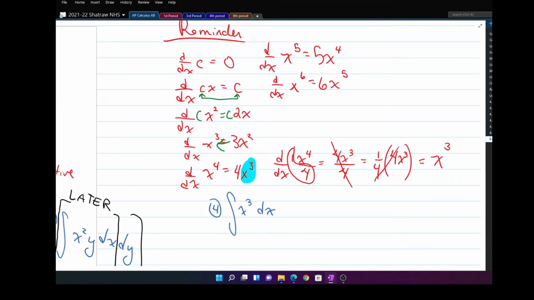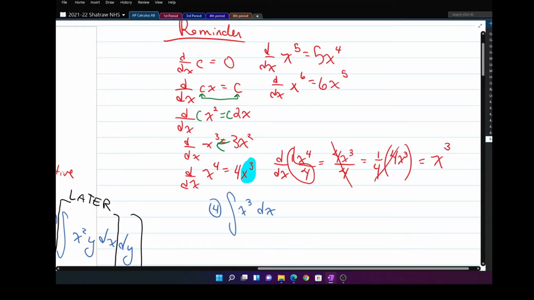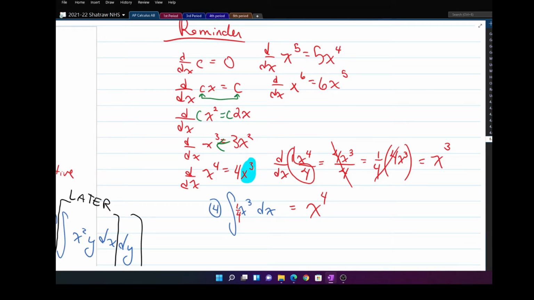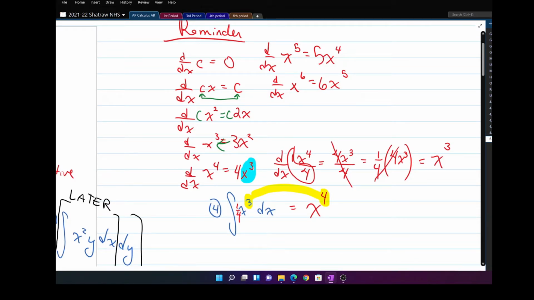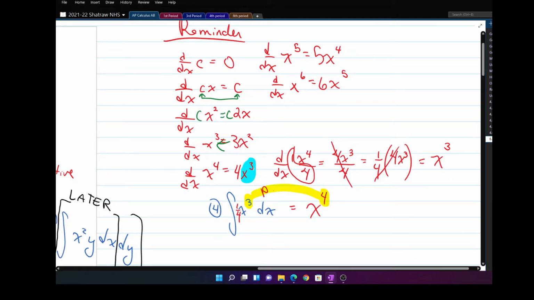But I think I've got a hint. If there was a 1/4 here, then the answer would be an x to the 4th here, right? I'm antiderivating. I'm taking the opposite of the derivative. So notice how this power was 3. It should go up to a 4. So the power goes up when you do the antiderivative.